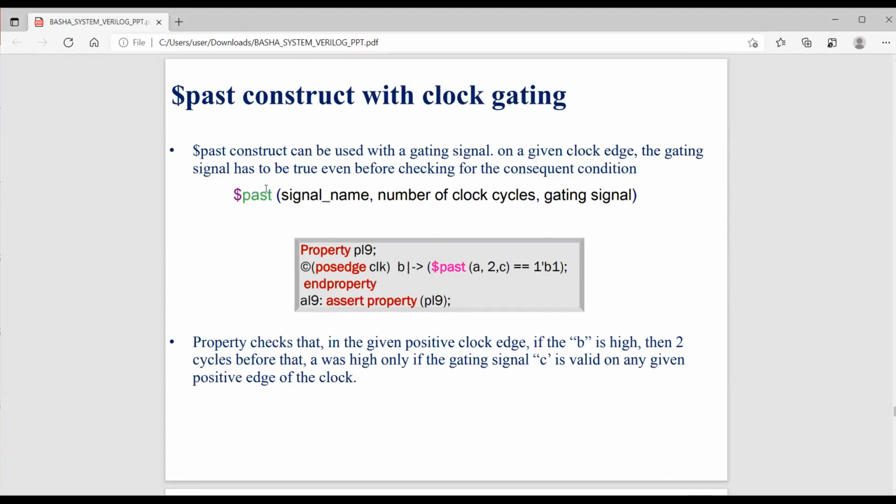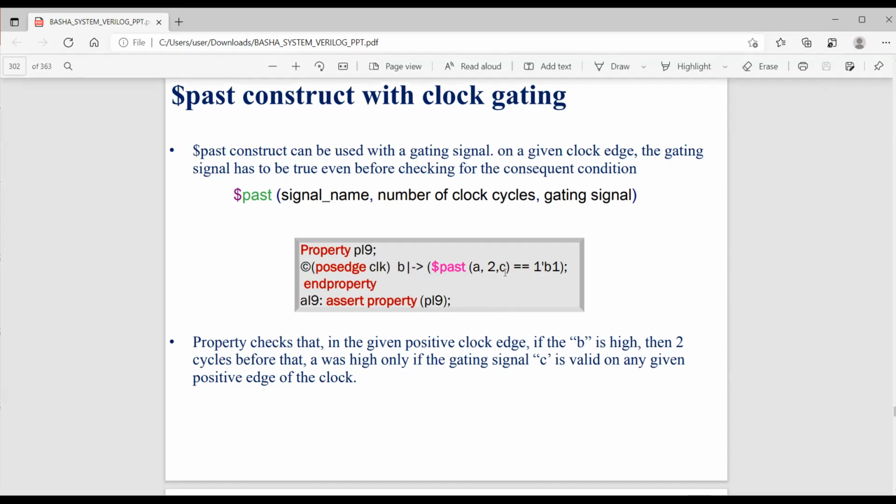So you can also use this $past construct with a clock gating signal. So this is called a gating signal. What this does is, in a given positive edge of a clock, if B is high, then 2 cycles before that A was high only if gating signal C is valid on that positive edge of the clock cycle. It means only when your C is high, A should have been high. If your C signal is not high, then even if A is high, your property will fail. It will not pass.